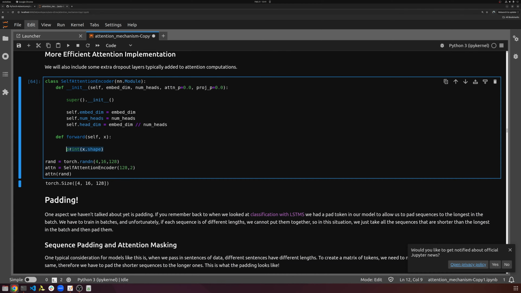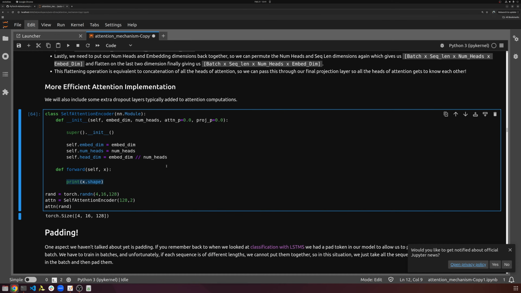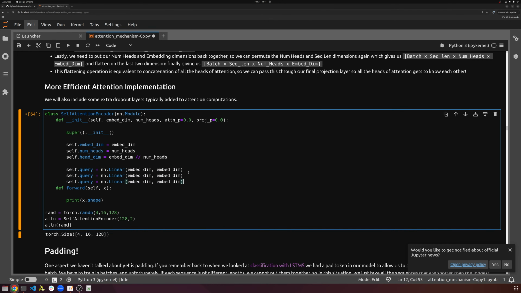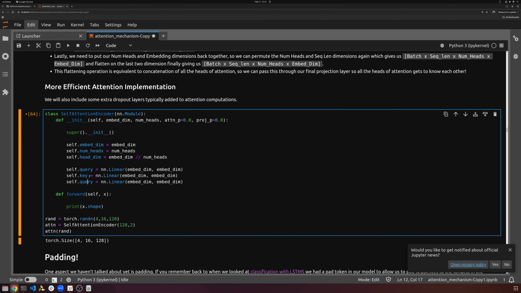So step 1: instead of having a list of QKV dictionaries, we're going to have one big Q, one big K, one big V that contains all the weights, and we'll chunk it after the fact and cut it up. So let's go ahead and do this. We're going to do self.query. Query is nn.Linear from embedDim to embedDim, right? And our keys and values will be identical. So query, key, value, everything's the same.